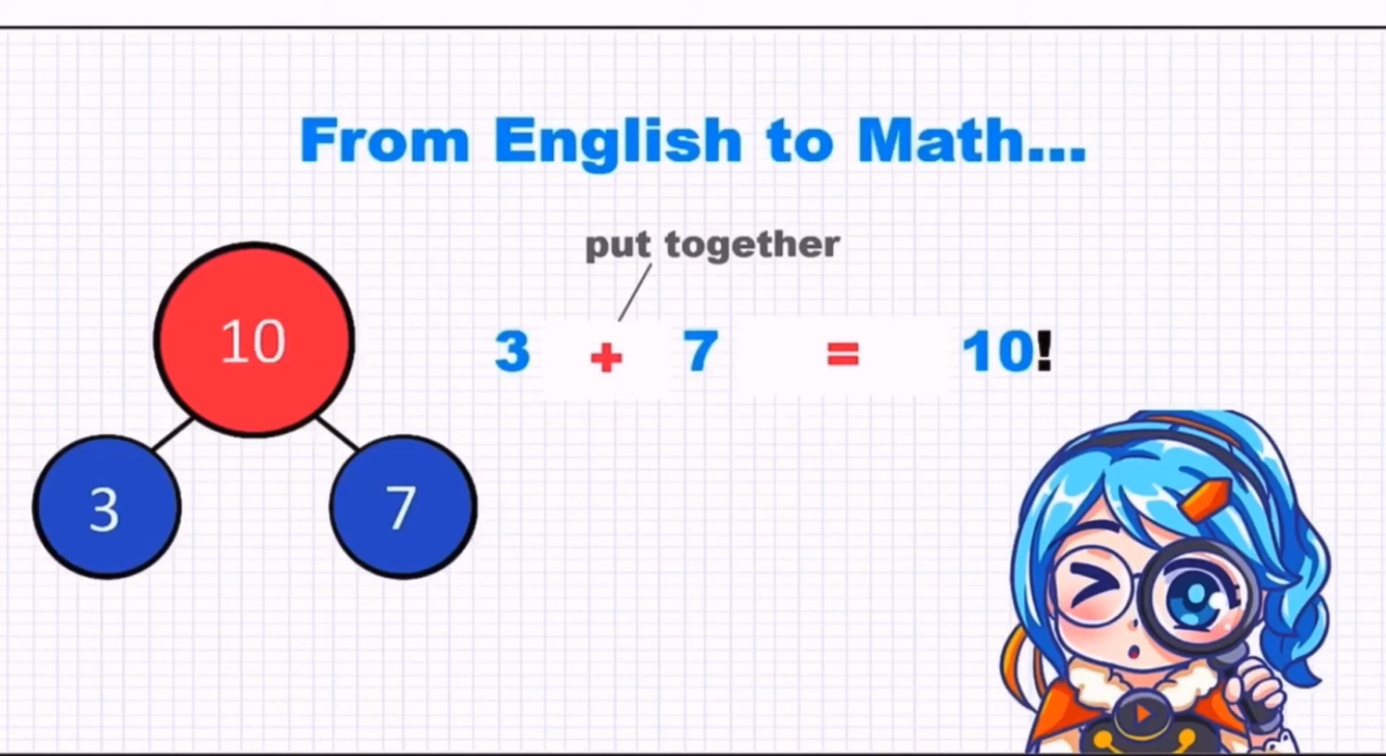The order of 7 and 3 doesn't really matter. We can also say 7 plus 3 equals 10, and we'll still be correct.